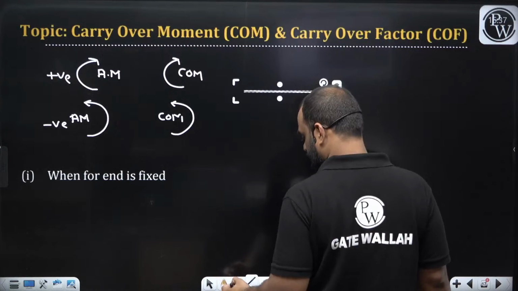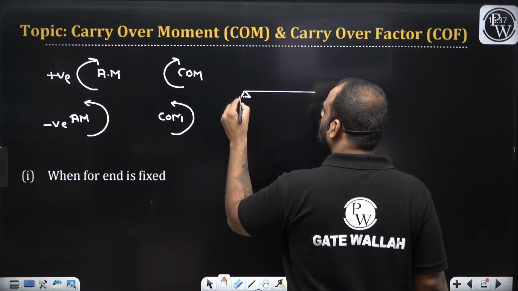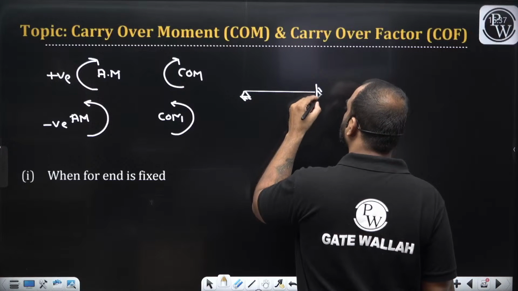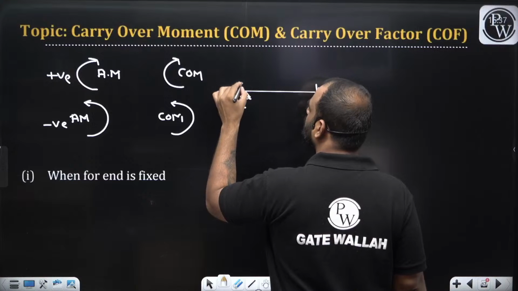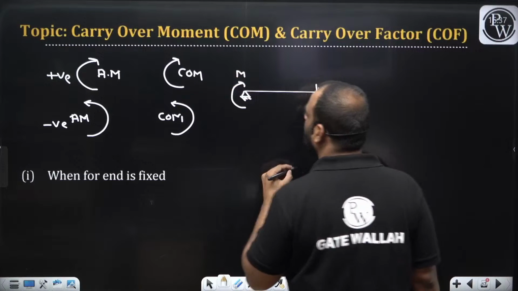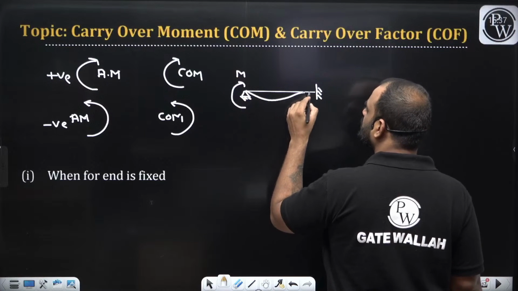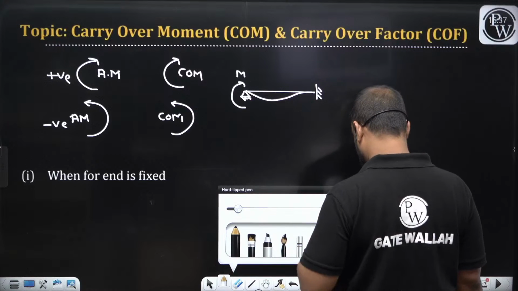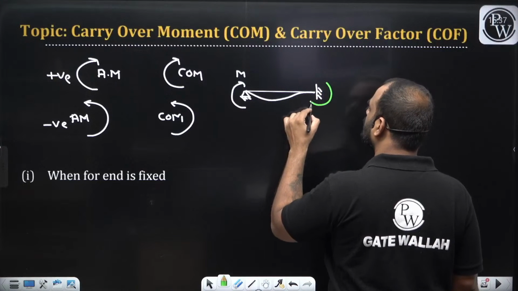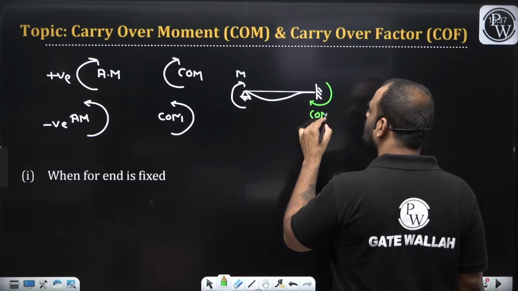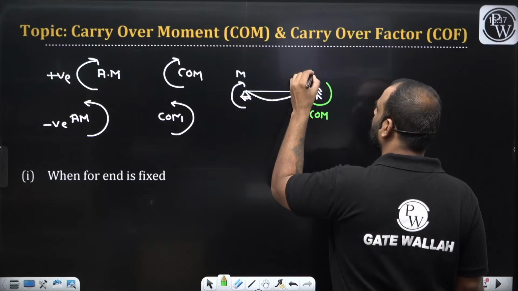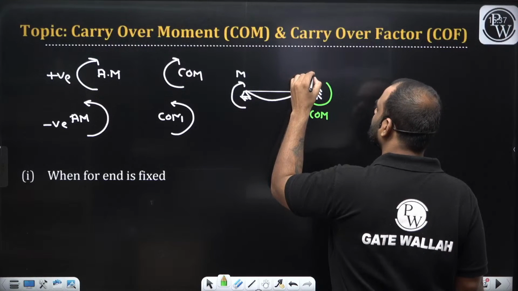Now what do you mean by carryover moment, sir, and carryover factor? Let us suppose this is our beam in which the far end is fixed and you are trying to apply some moment M, which is the applied moment, and this particular structure is trying to deflect in this way. Now this one is our moment which is developed at the far end. So this end is B.